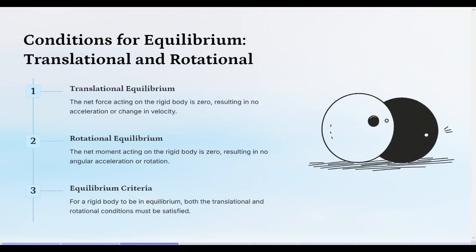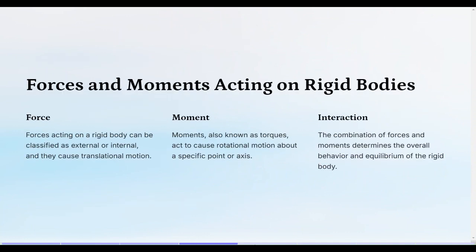There are two key conditions to achieve this: translational equilibrium, where no net force acts on the body, and second is rotational equilibrium, where no net torque acts on the body. When we talk about the forces and moments acting on rigid bodies, the forces can be classified as external or internal. They cause the translational motion. Moments, also known as torques, cause the rotational motion about a specific point or axis.